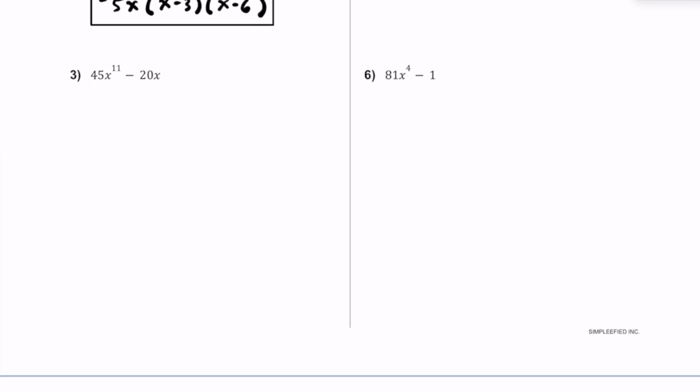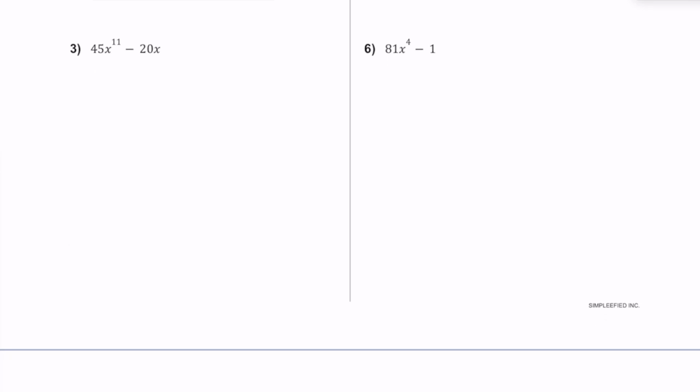All right, for our third example here, we have 45x to the 11th power minus 20x. So let's look at these two terms, what they have in common. I think we can divide them both by 5, right? And I think we can divide them both by x as well. So let's take that out as a GCF here. And if we do that, we're left with 9x to the 10th power. It's a pretty high exponent, but hopefully it's not going to be too intimidating. And then it's going to be minus 4 here.